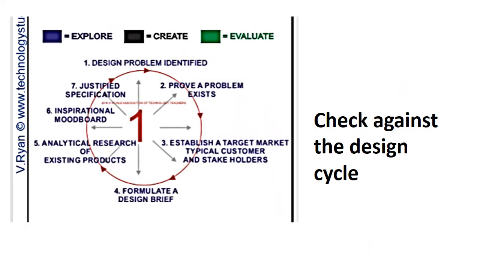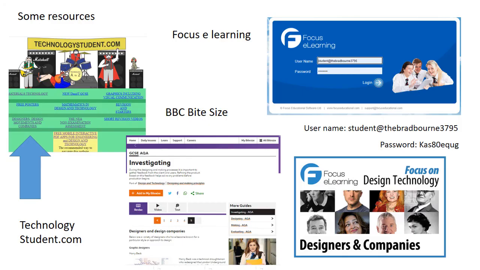Moving on. Okay, we've got the first circle here, and design problem identified. As you can see, we've done the analytical research of existing products, and we're going on to the inspiration and mood board. So check against the design cycle, and then next week, as you can see, we're going to be doing the justified specification.